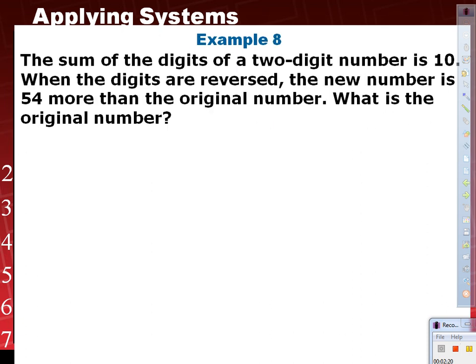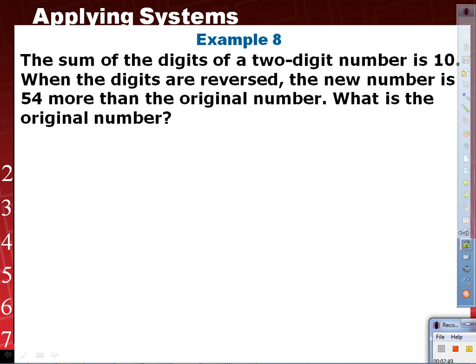Example 8 says, the sum of the digits of a two-digit number is 10. When the digits are reversed, the new number is 54 more than the original number. What is the original number? Copy that, and then I'll go over it. So once again, it says example 8. The sum of the digits of a two-digit number is 10. When the digits are reversed, the new number is 54 more than the original number. What is the original number?